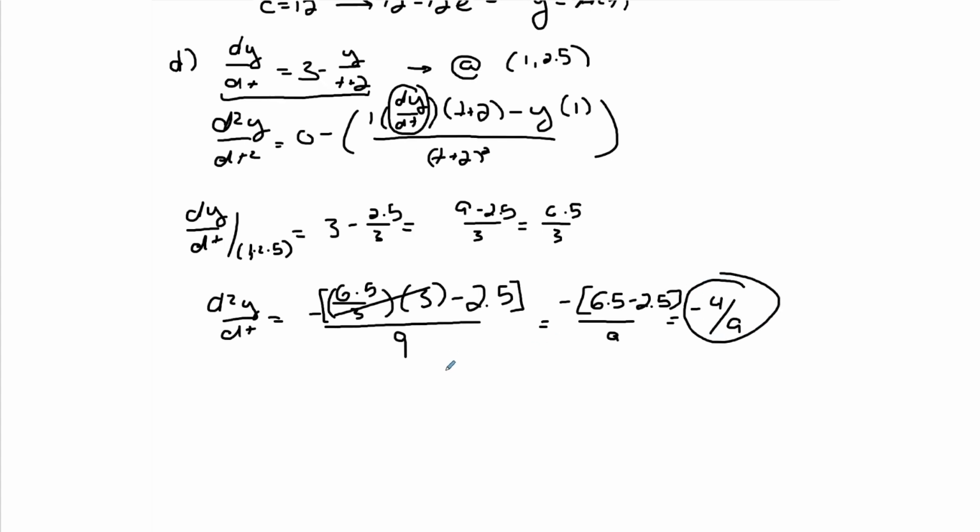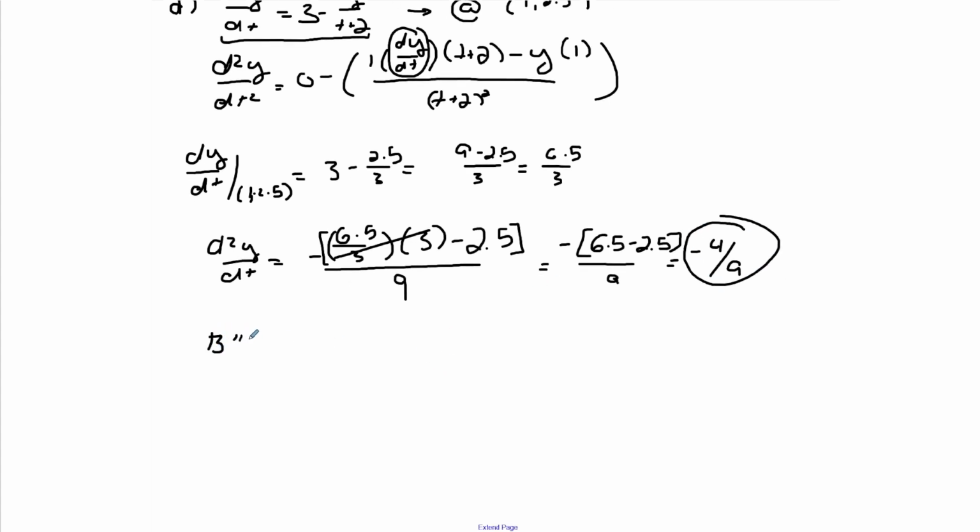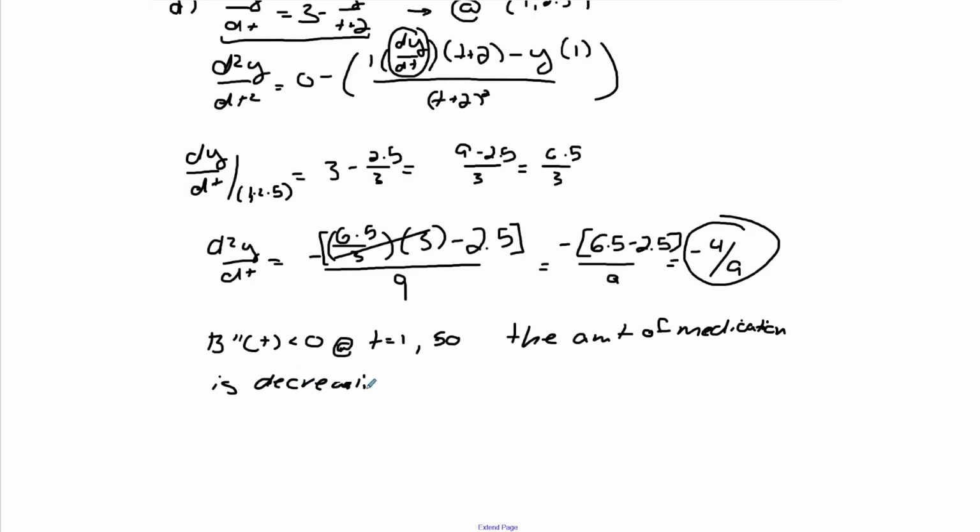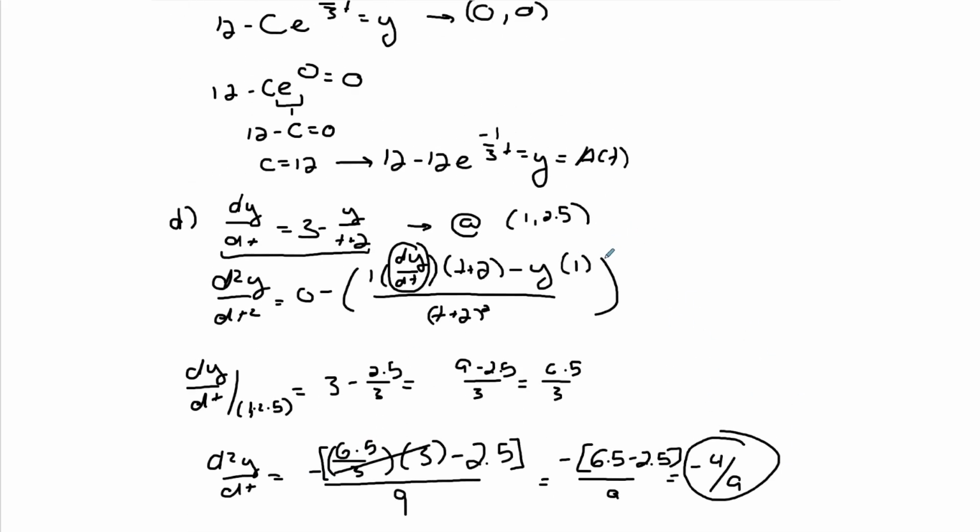Okay, so since b double prime of t is less than 0, and I should actually say at t equals 1, the amount of medication is decreasing. And you could add a little more to this. You could technically write that d squared y is continuous and it contains the value t equals 1. If you put something like this, you are definitely going to get that point. Your reasoning also includes that mathematical solution.